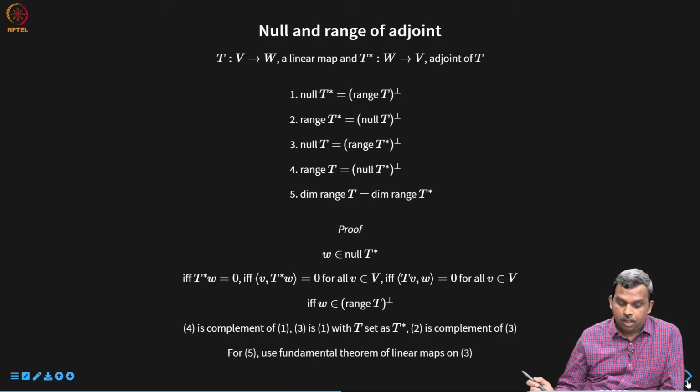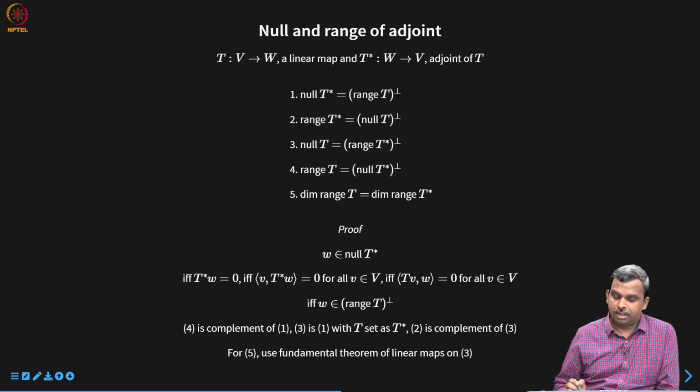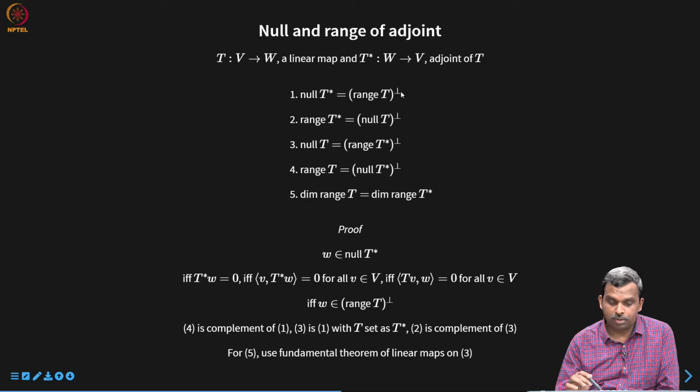The other proofs can quite easily be done. I think I illustrated the next part: once you get 1, you get 4 from 1, which is just the complement. 3 is setting T as T star, and 2 is the complement of 3. You can also see 2 as setting T equals T star in 4. Both of them are possible. So the others are easy to prove once you prove 1.